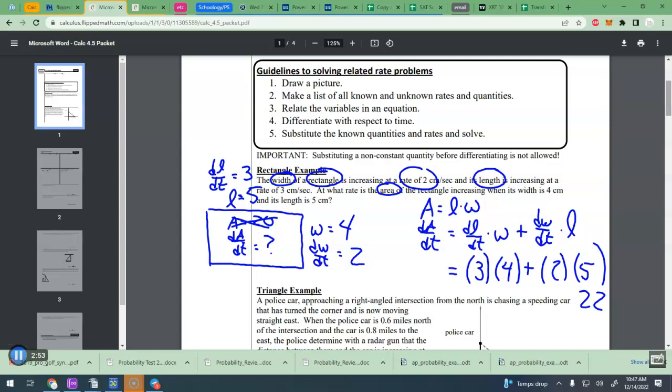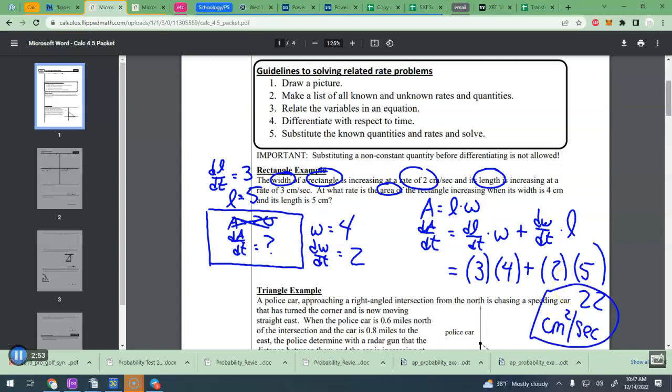Careful, centimeters per second. Centimeters squared per second. Area is centimeters squared because it's two-dimensional. If you tell me per second squared, we're actually at the acceleration level. That's a little tricky. So that would be the answer for that. Is that okay?